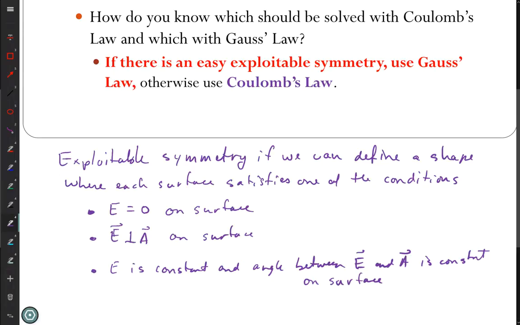If on every single surface you have one of those three conditions, then Gauss's law can be done trivially. That's what we're looking for. So we need to identify shapes that would give us that kind of symmetry.